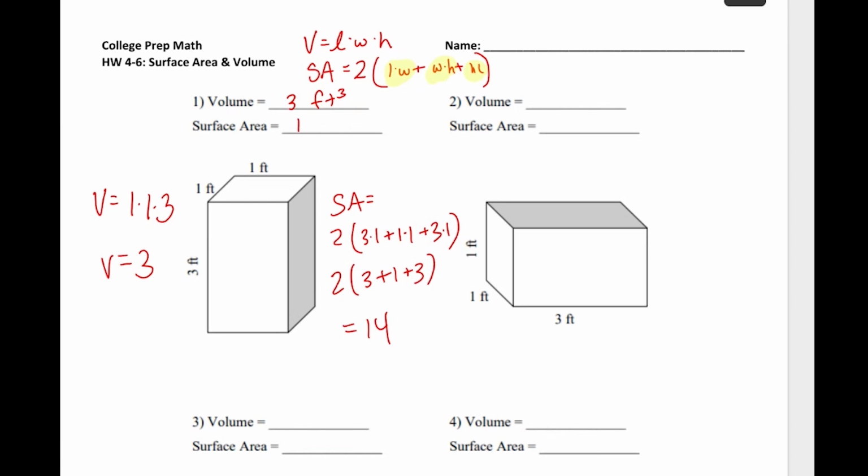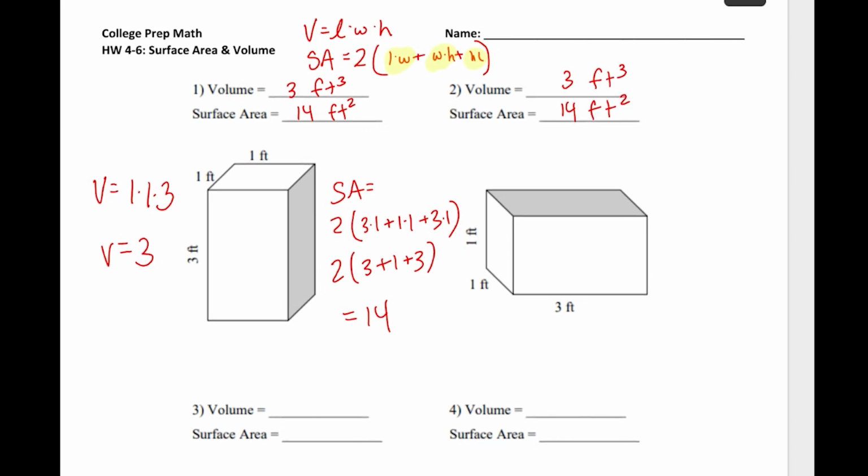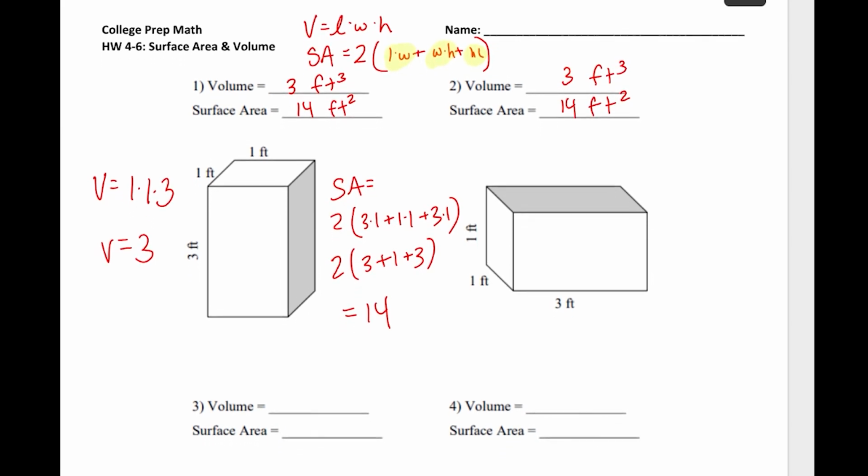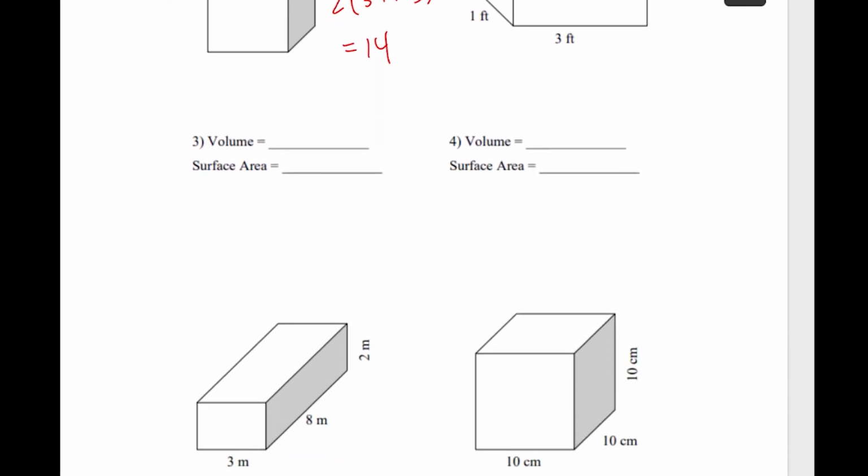Now, when we're working with area, the units are always going to be squared. So I just want you to see the difference here between having cubic feet and square feet. Cubic feet will be for volume, square feet for surface area. Now, it looks like number 2 is actually the same rectangular prism, just pushed over, like someone knocked it over, but the dimensions are all the same. So we should have the exact same answers here for number 2 that we had for number 1. So that should be pretty easy. It should be the same rectangular prism there.